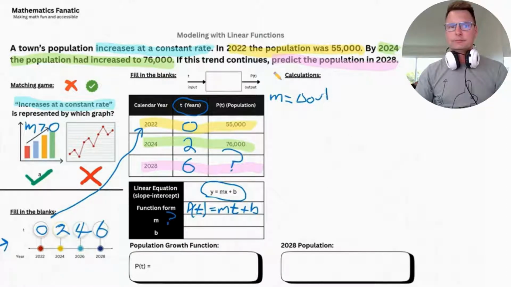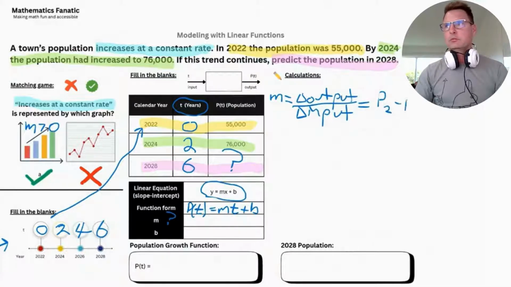Change in output divided by change in input. What is the output of the function? If we input a year, the function will tell us what the population is in that year, right? So output is population, and change in output is P2 minus P1. And then change in input is going to be T2 minus T1.